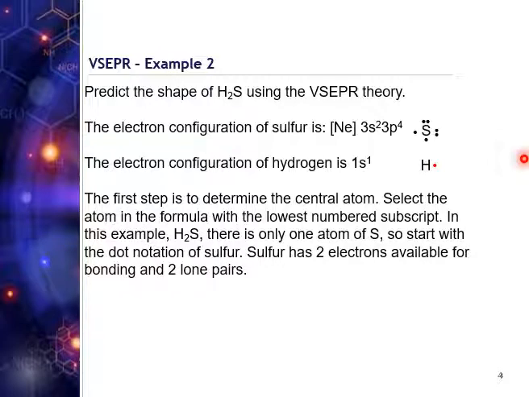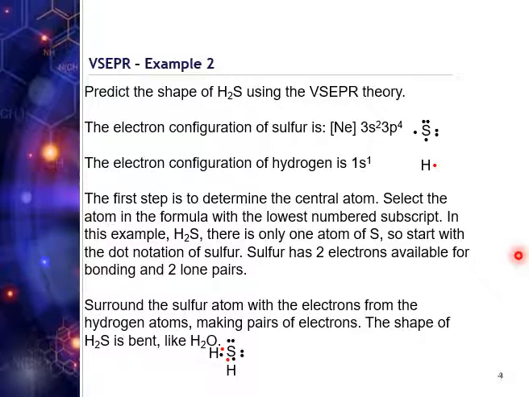Select the atom in the formula with the lowest numbered subscript. In this example, H2S, hydrogen sulfide, there is only 1 atom of sulfur, so start with the dot notation of sulfur. Sulfur has 2 electrons available for bonding, this one, and 2 lone pairs, this one and this one.